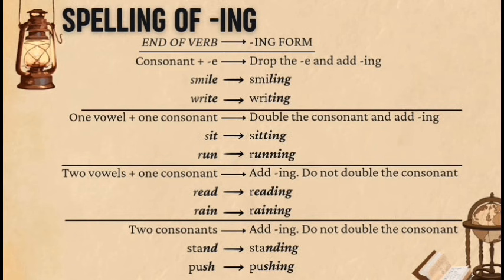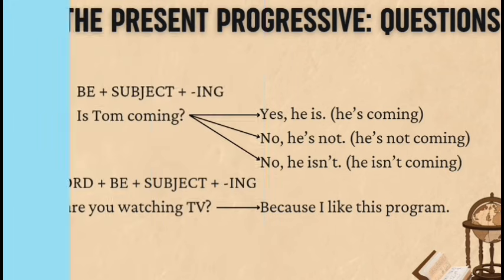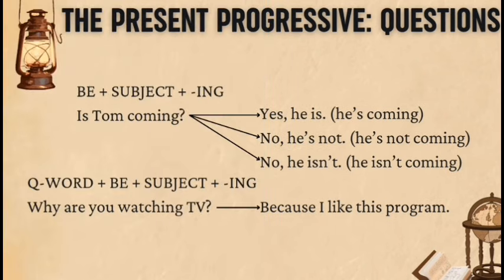Rule number 4. Two consonants, add ing, do not double the consonants. For example, stand, standing, push, pushing. The present progressive questions. Be plus subject plus ing. For example, is Tom coming? Yes, he is. He's coming. No, he's not. He's not coming. No, he isn't. He isn't coming.